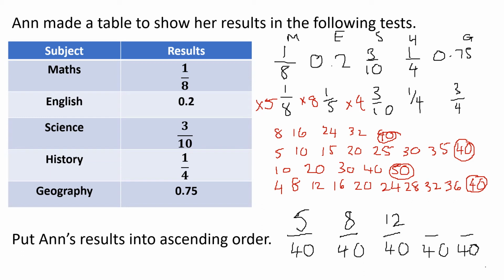Next one, what do I times 4 by to get me 40? Times it by 10. So what's 10 times 1? It's 10. So you're going to get 10/40. And last one is the same as our previous, timesing it by 10. So we need to do 10 times 3, which is 30.